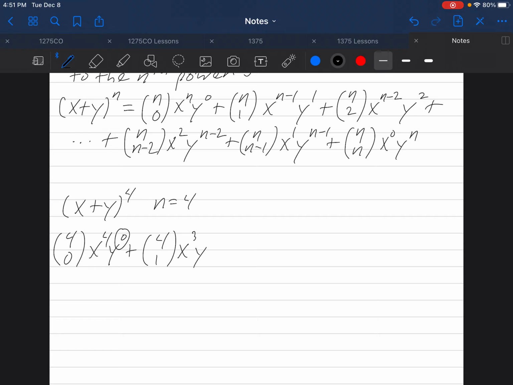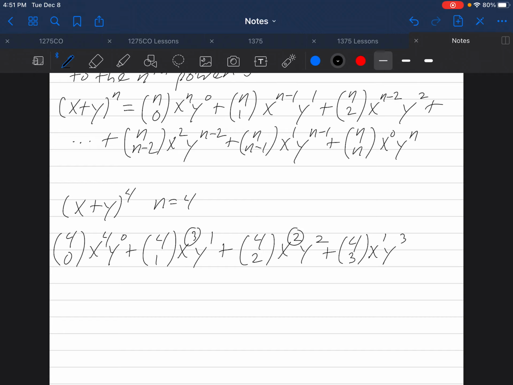We're taking y, which was 0, increasing by 1, that's y to the 1st, plus 4 choose 2, again increasing that by 1, x squared, y squared, taking these numbers, decreasing 3 minus 1 is 2, 1 plus 1 is 2, and then we are taking the next term, 4 choose 3, x to the 1st, y to the 3rd.